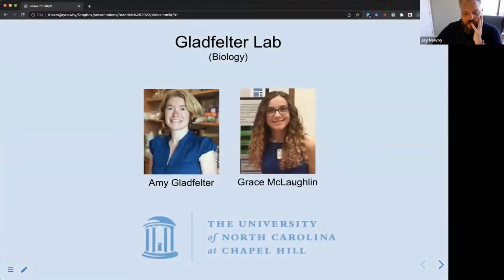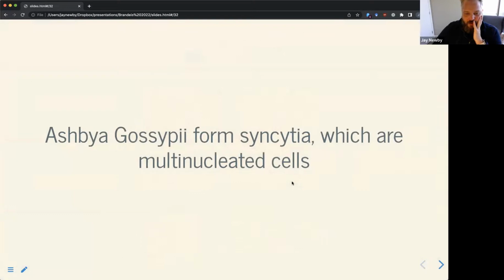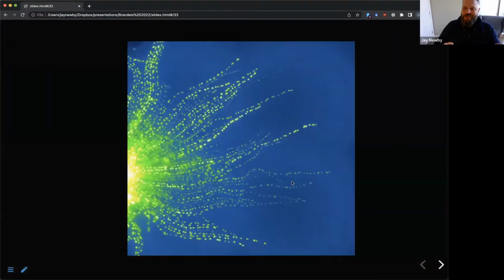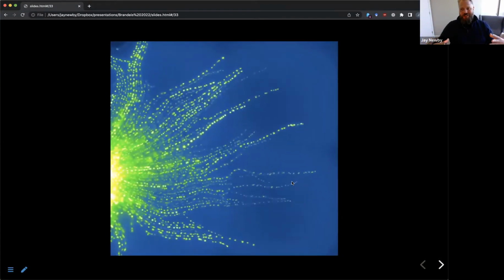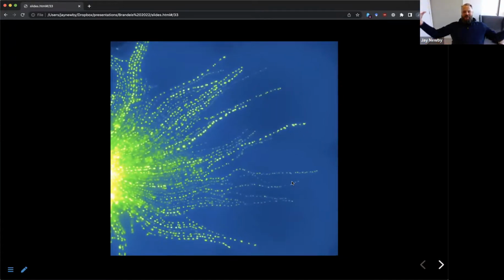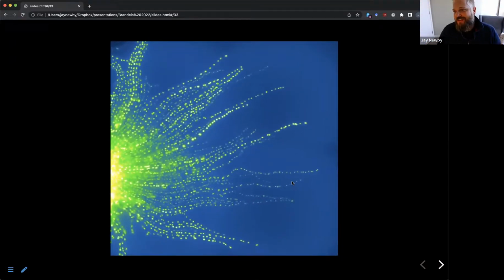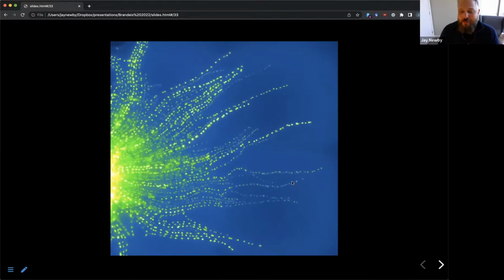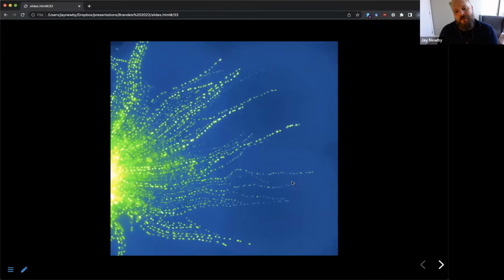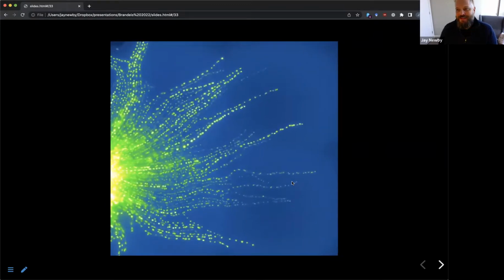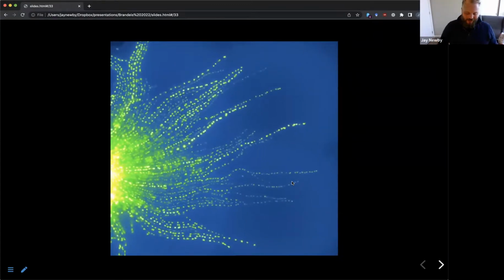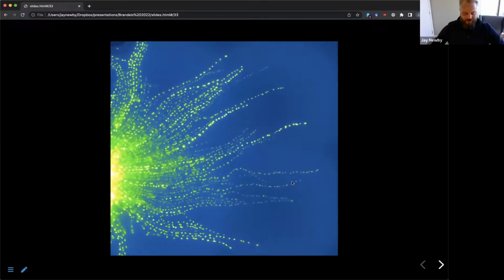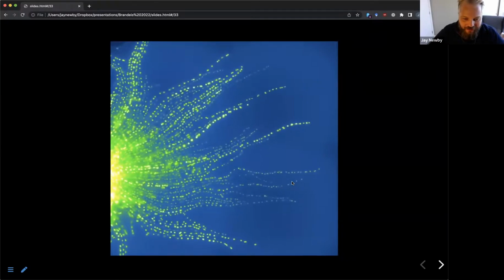All right, so this is with collaborator Amy Gladfelter, UNC, and graduate student Grace McLaughlin. So I'm also interested not just in the organization inside of a nucleus, but how nuclei organize, right? So this is a cell where we have many, many nuclei. It's a syncytia. So how does this cell self-organize all of its nuclei?